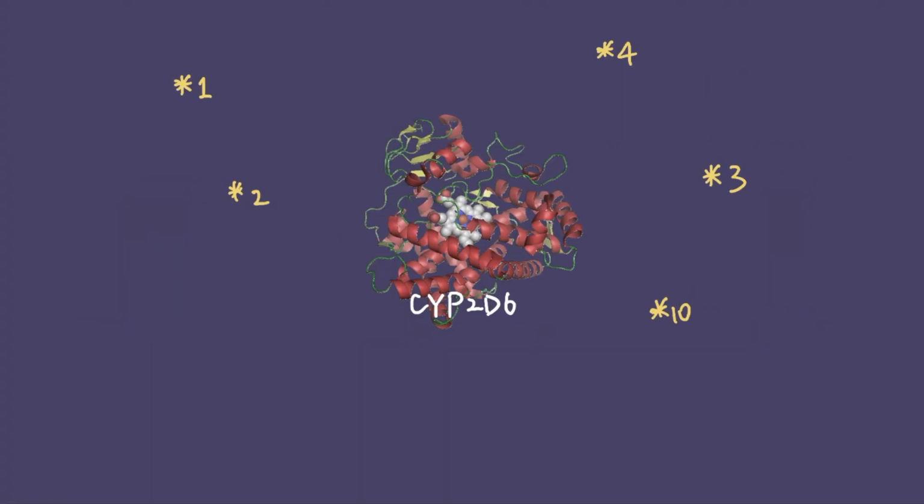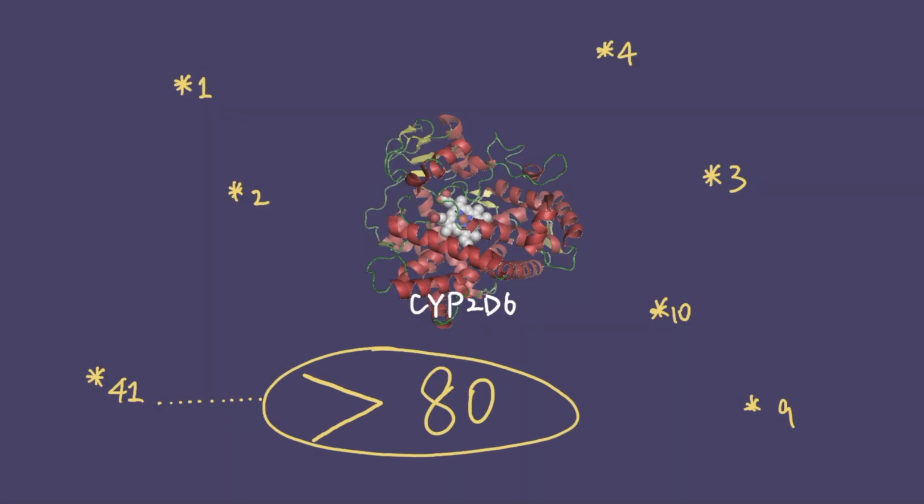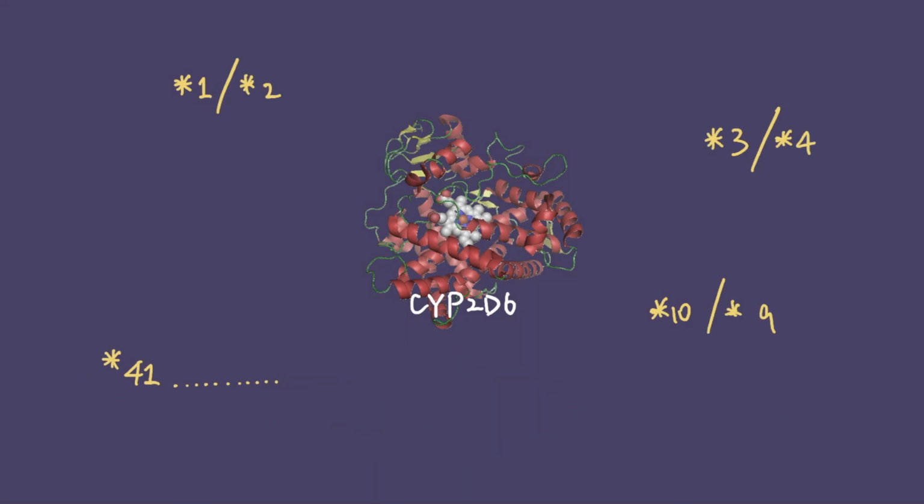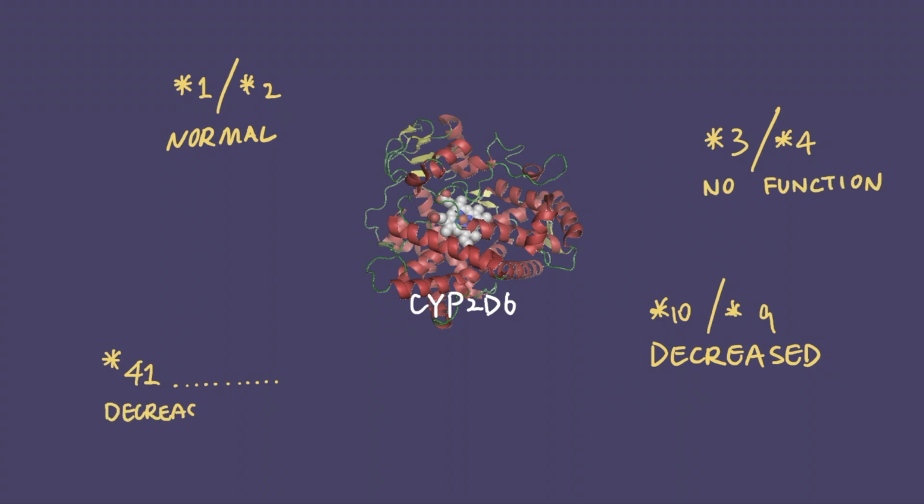CYP2D6 is a highly polymorphic enzyme with over 80 alleles, leading to largely deviated enzyme activity, and the individual patient's codeine metabolic phenotype is determined by the diplotype, which involves a combination of two alleles. Common examples include alleles *1 and *2, reflecting normal function, *9 and *10 reflecting reduced function, and *3 and *4 that have no function. This will be further translated into enzyme activity scores.